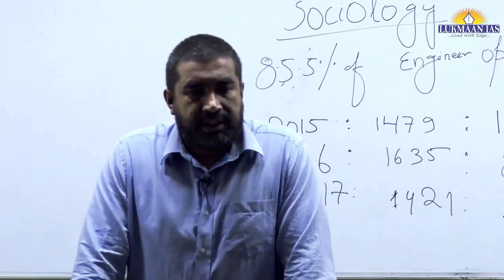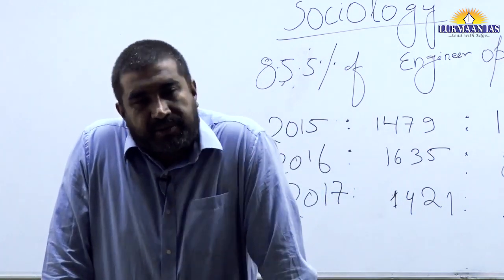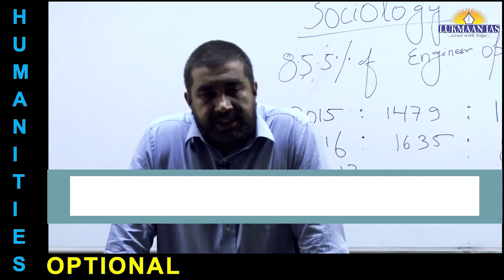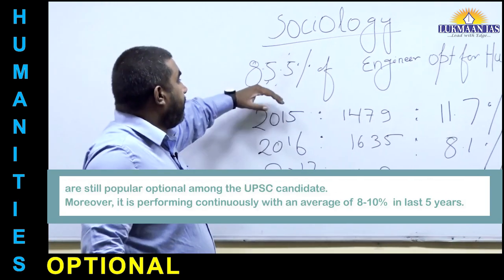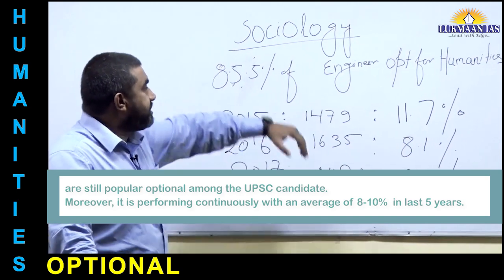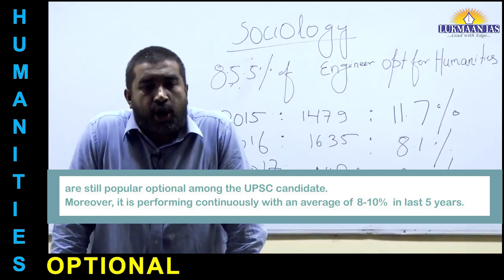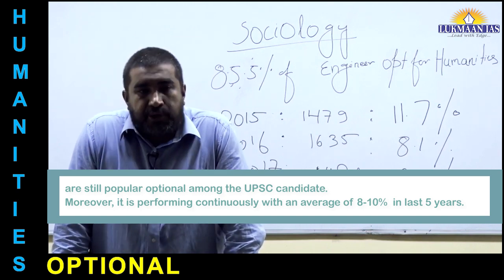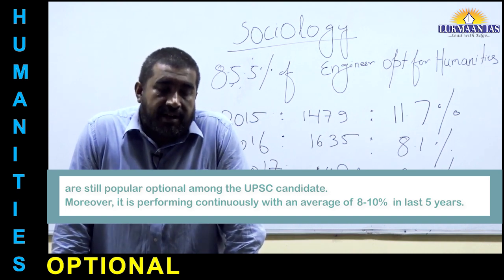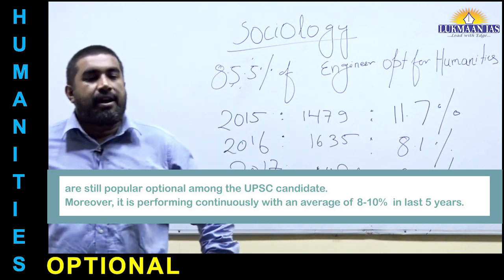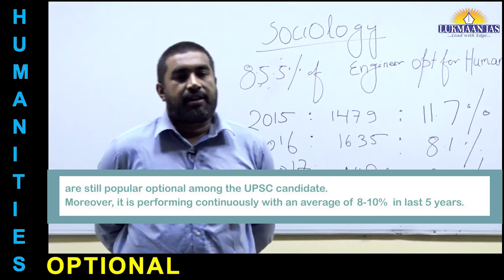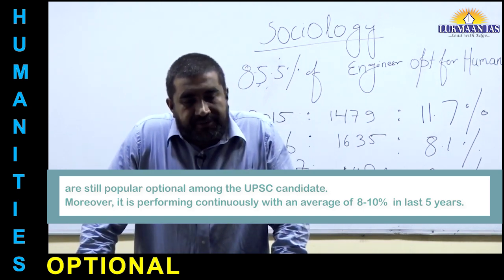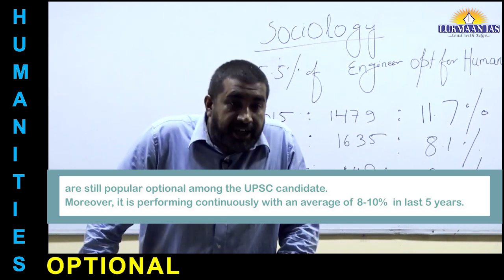So one would ask how people from a science background can be comfortable in a humanities optional. Then I must tell you, see this data: 85.5% of engineers generally opt for humanities optional, and I must tell you that the success of humanities optional is far higher in comparison to other science optionals. So this is the thing, how are these people comfortable?